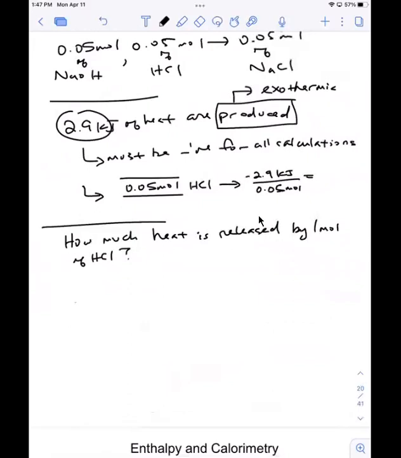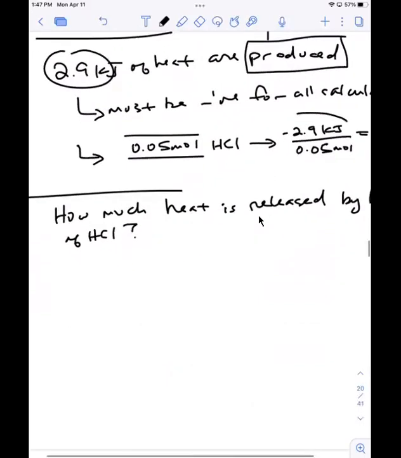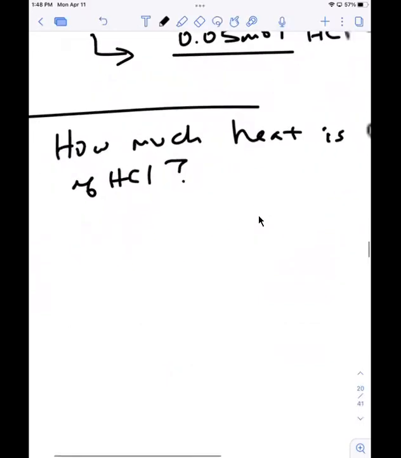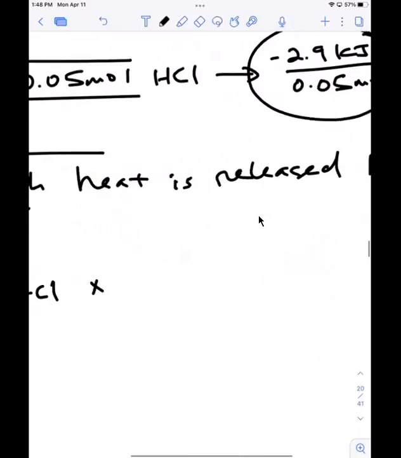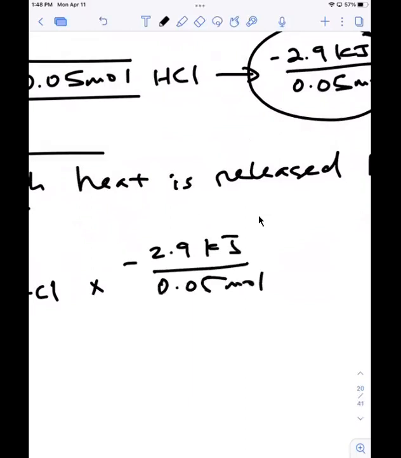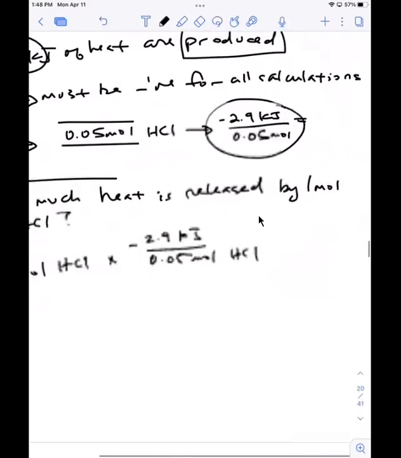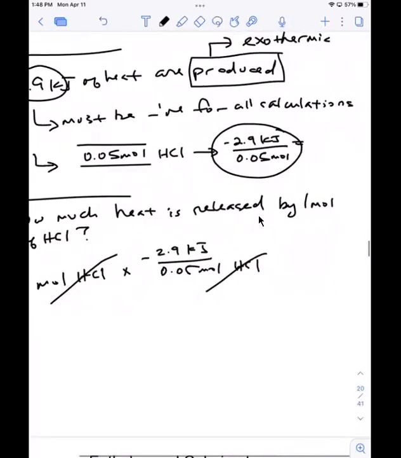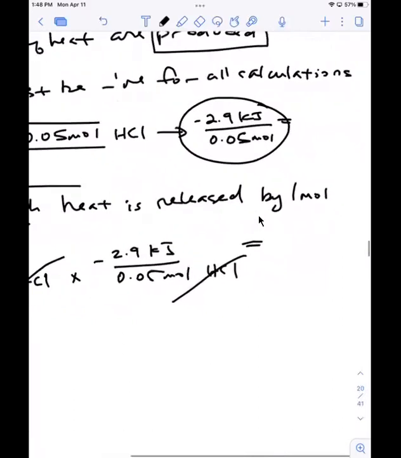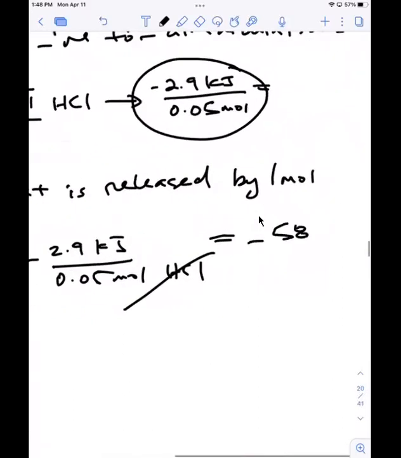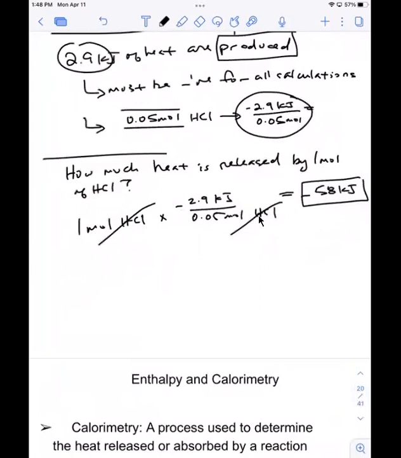And we can easily solve for that. If we know the molar amounts, we can take that energy value right there and we can solve it. So 1 mole of HCl times negative 2.9 kilojoules over 0.05 moles of HCl, right? So here you cancel the moles of HCl out and you get negative 58 kilojoules. That's the delta H for the reaction of 1 mole.